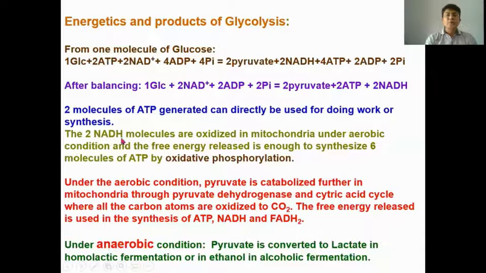Now these 2 molecules of NADH can be oxidized in the mitochondria under aerobic condition, and the free energy released is enough to synthesize 6 molecules of ATP by oxidative phosphorylation. Under the aerobic condition, pyruvate is catabolized further in mitochondria through pyruvate dehydrogenase and citric acid cycle reactions, where all the carbon atoms are oxidized to carbon dioxide. The free energy released is used in the synthesis of ATP, NADH and FADH2. Whereas under anaerobic conditions, pyruvate is converted to lactic acid in homolactic fermentation or to ethanol in alcoholic fermentation.